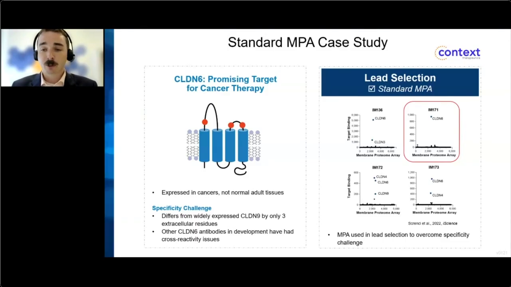Now, this is extremely important and makes specificity testing difficult, but the MPA was able to overcome this challenge and produce quality results through a lead selection process, where you can see here IM171 in the red box was the only binder that demonstrated specificity to Claudin-6 without any validated other off-targets. You can see the other 3 molecules actually demonstrated binding to some of the Claudin family members, which are included in the MPA screen. And Context Therapeutics moved forward with IM171 and is currently moving towards the clinic.